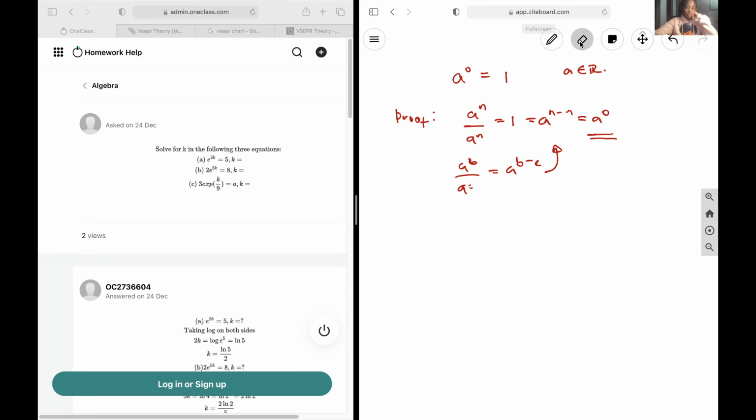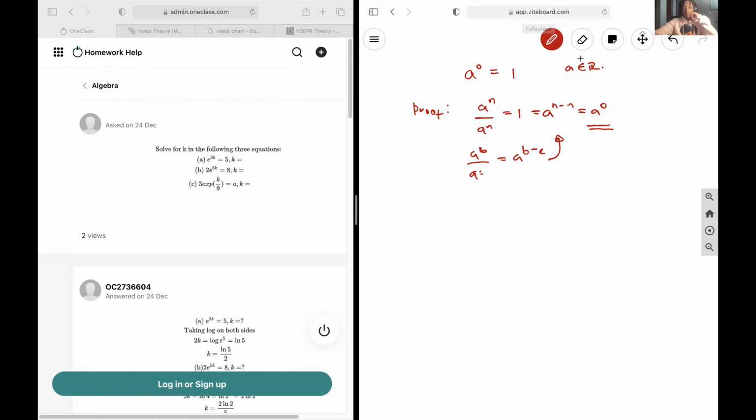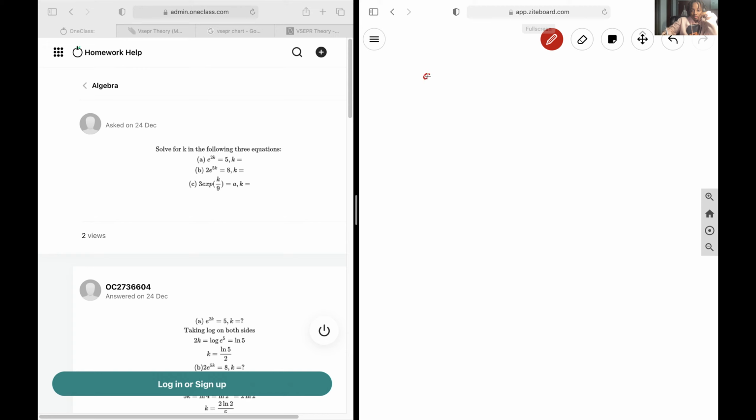Okay, for our next question, we are going to be solving for k. So in part A, we have e to the power of 2k is equal to 5. We are going to take the logarithm to the base of e on both sides.